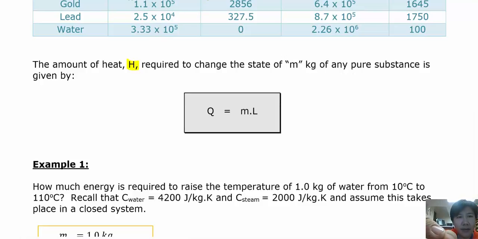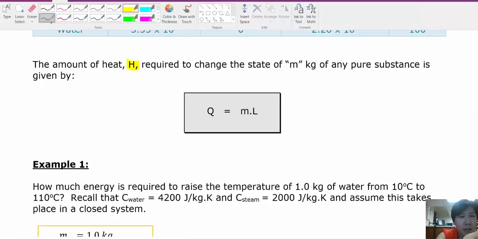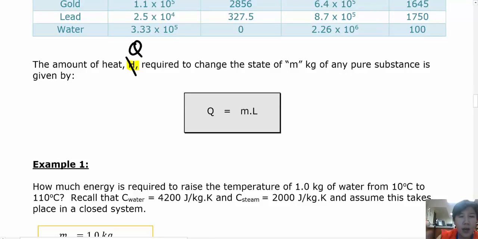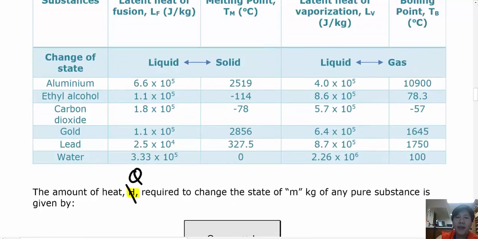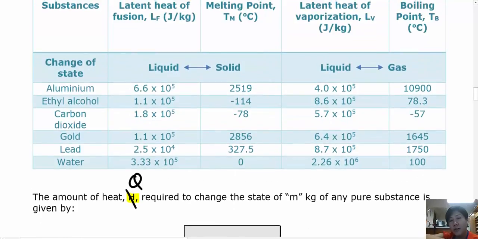Just change that for me, please, if you can. So that should be Q. Q is the amount of heat that's required to change m amount of material between states. So it's mL. The L depends on whether you're going from liquid to solid or solid to gas, and that would be either latent heat of fusion, which is the column on the left, or latent heat of vaporization, which is the column on the right.